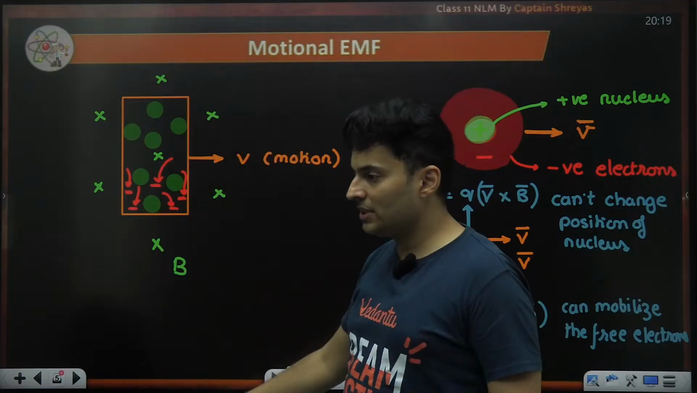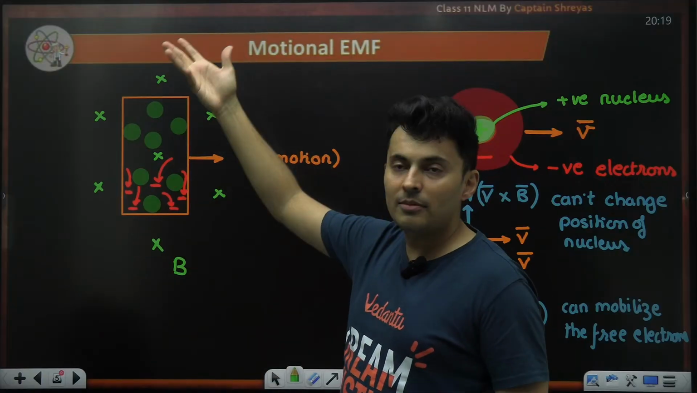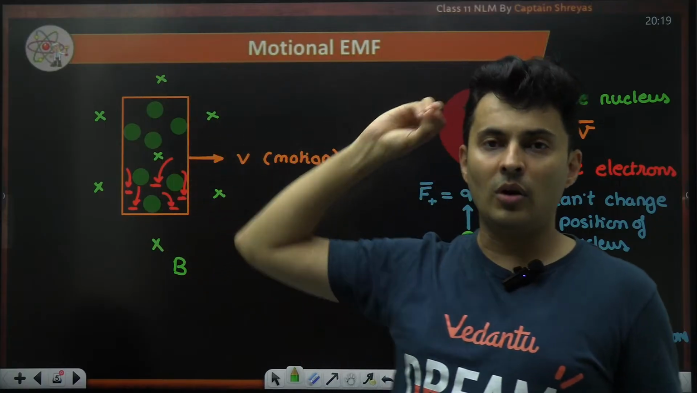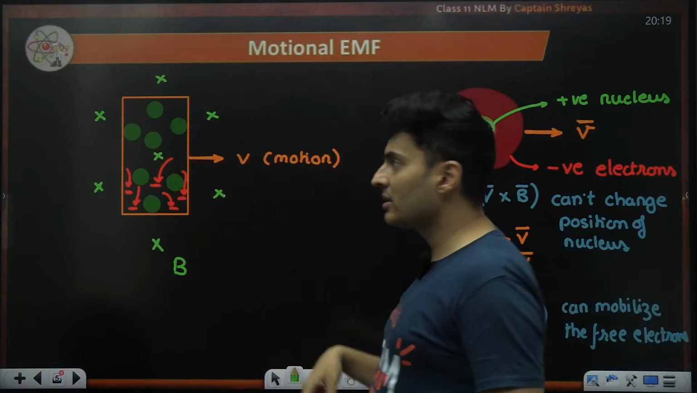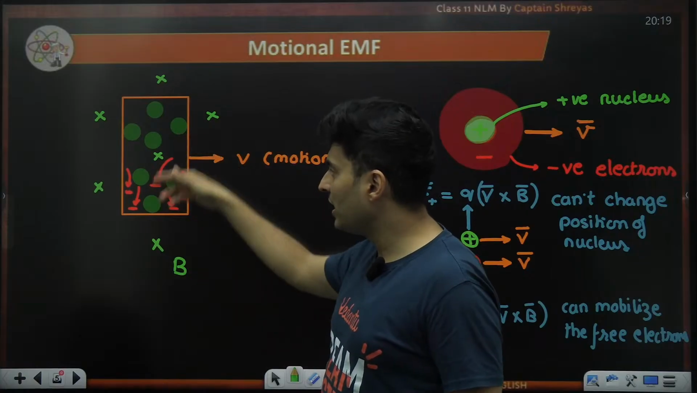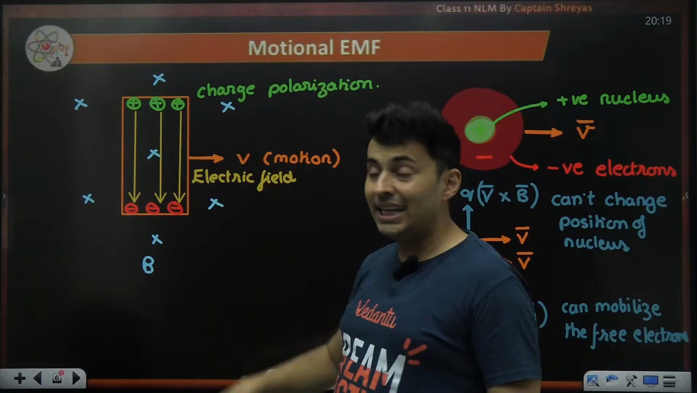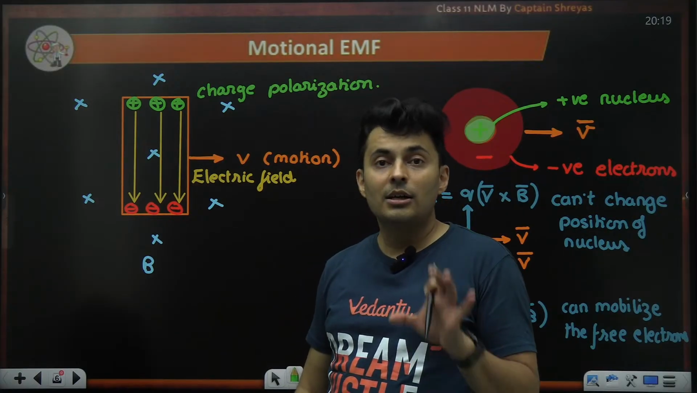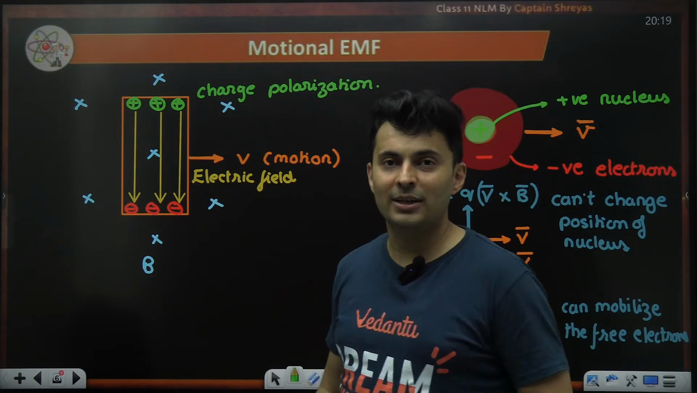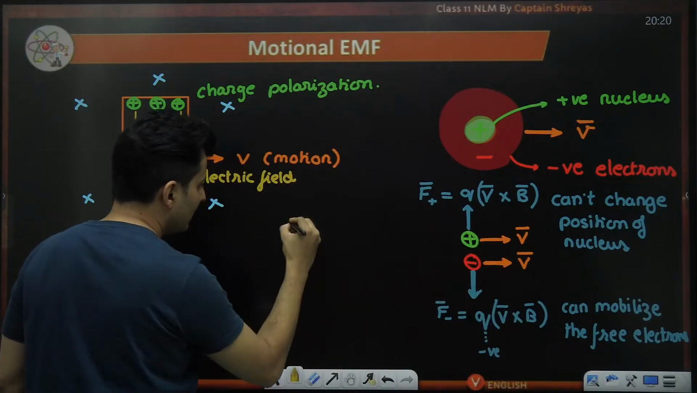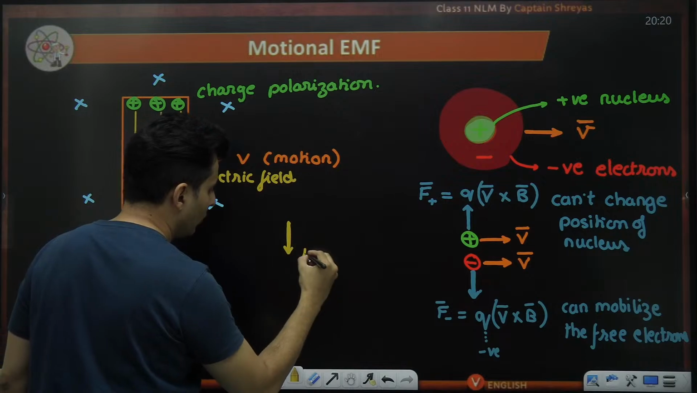So all the negative charges will be here and all the remaining positive charges will be on the other side. That is a wrong conclusion, because as and when electrons begin to move, there will be an electric field which is created, and that electric field will oppose the motion of the electrons. How? Notice what will happen. This electric field is downwards.